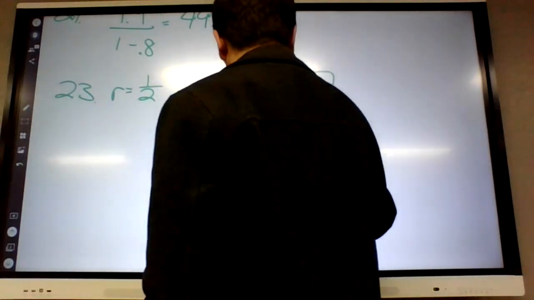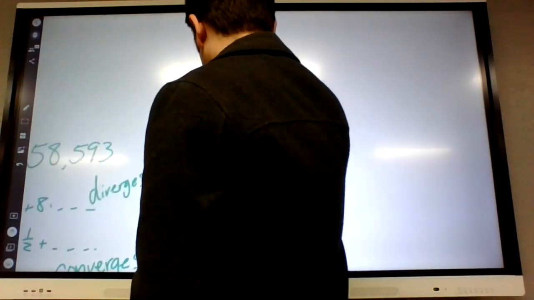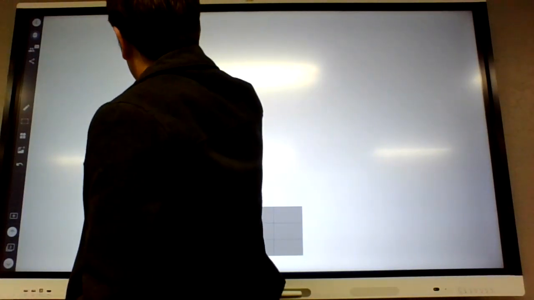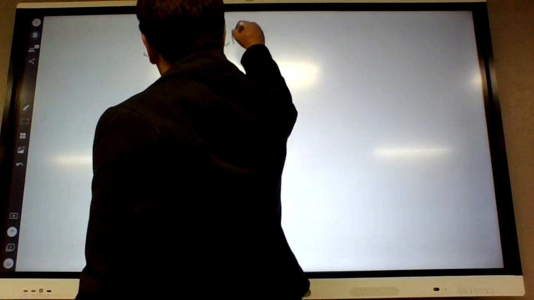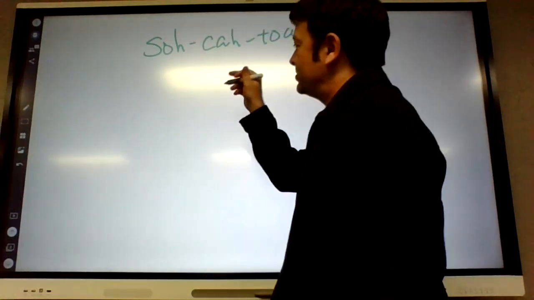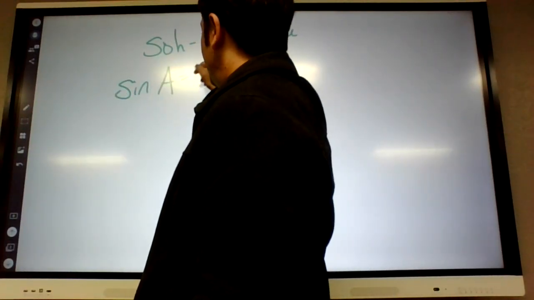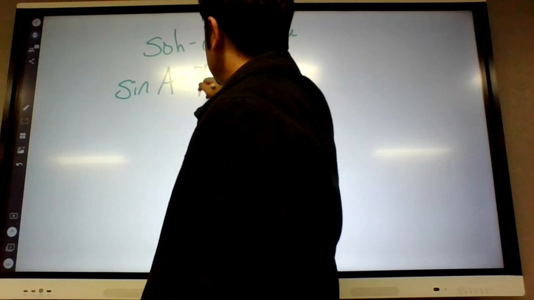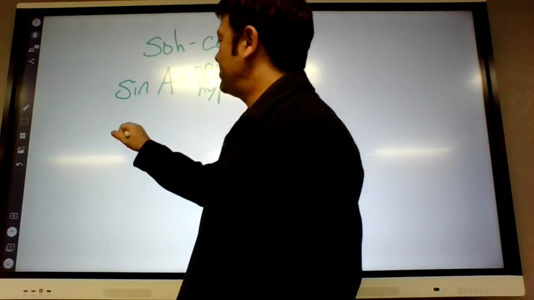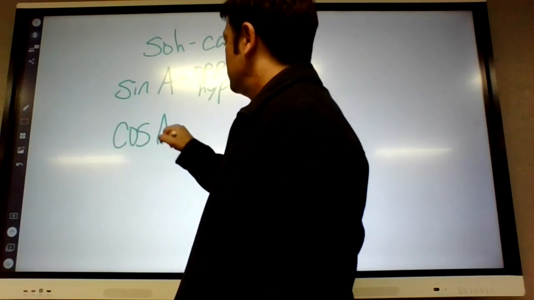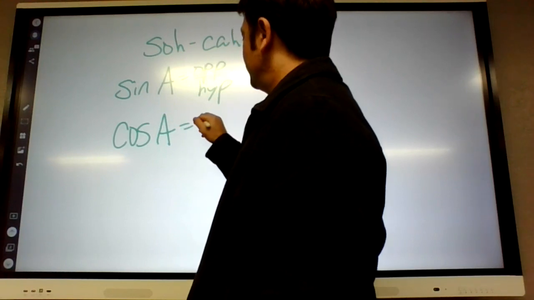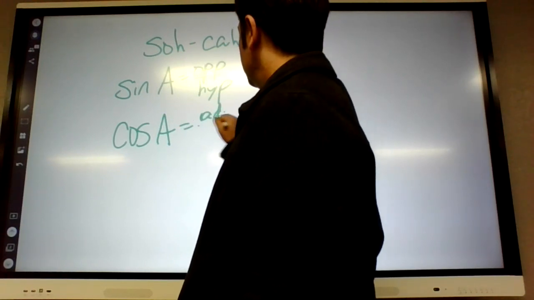SOHCAHTOA. Make sure you know how to spell it. What's SO stand for? Sine of the angle. It's also hypotenuse. Cosine of the angle.